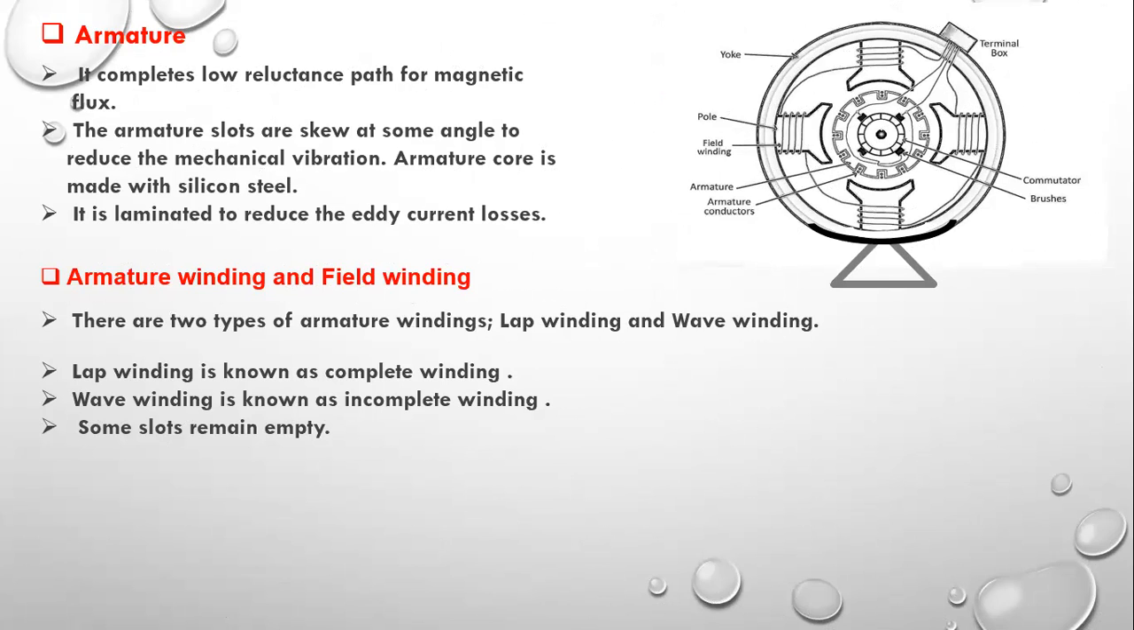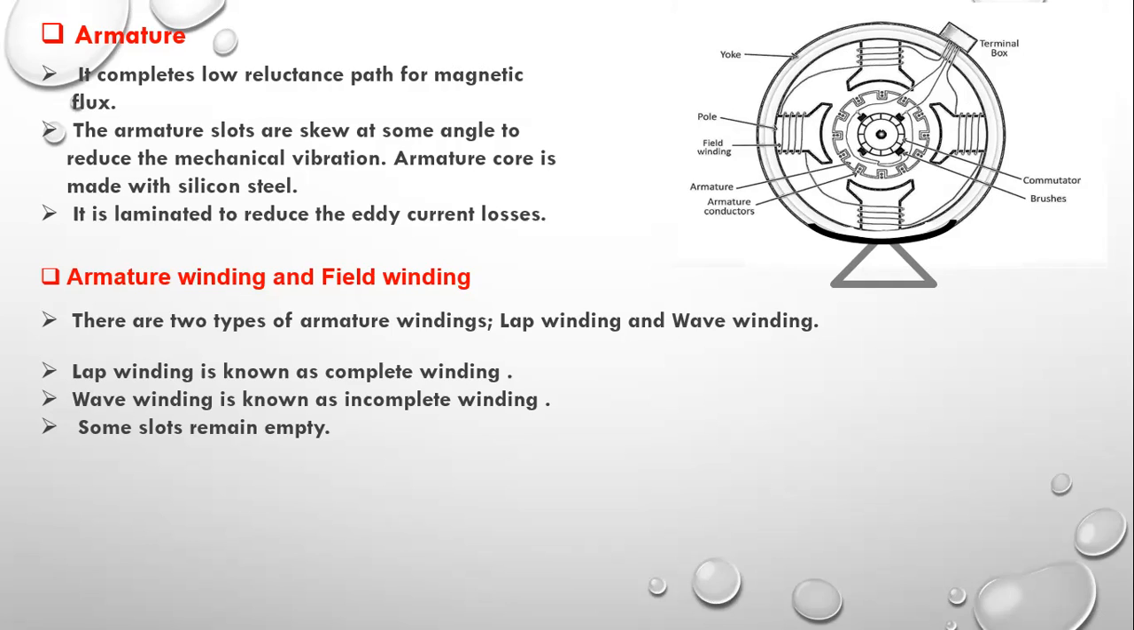Then armature winding and field winding. There are two types of armature winding. One is called lap winding and the other is called wave winding. Lap winding is known as complete winding because after completion of winding, all slots are filled with armature winding. Wave winding is known as incomplete winding because after completion of winding, all slots are not filled with the armature winding. Some slots remain empty in case of wave winding. These slots are filled with dummy coil. The dummy coil is only used in the wave winding to fill the empty slots and give mechanical balance.